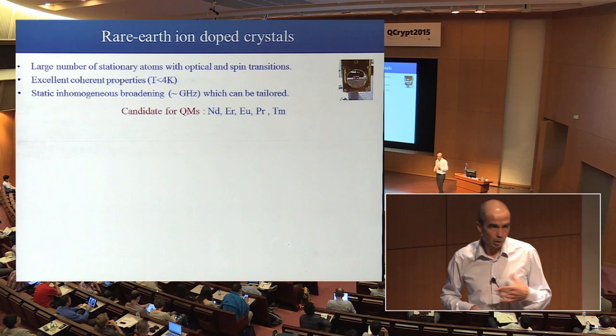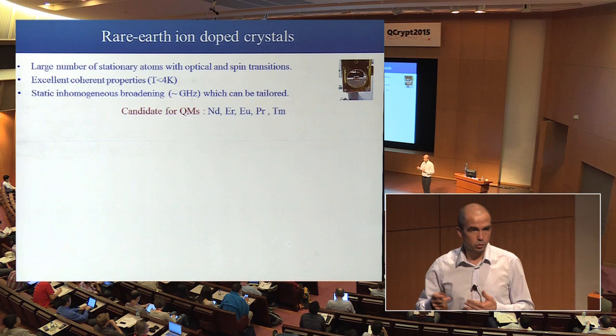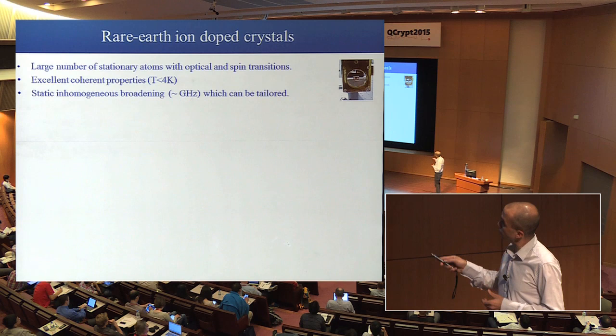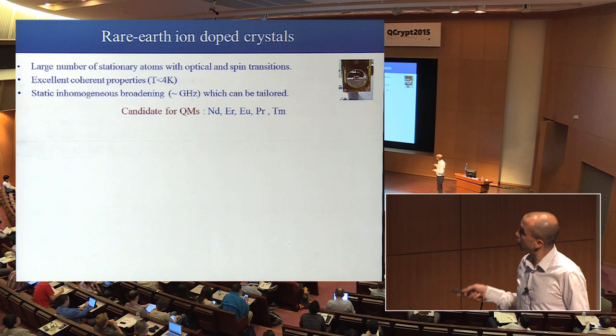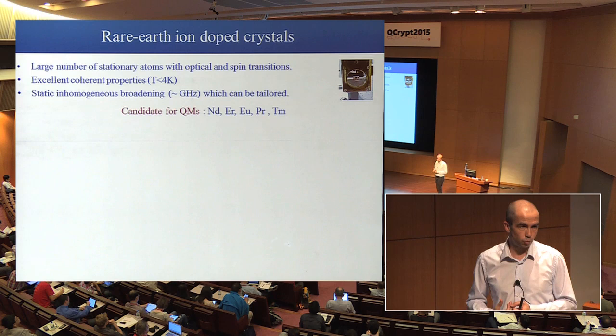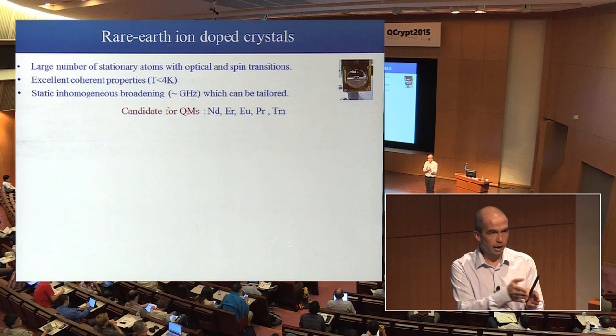We are talking about optical coherence between a few hundred microseconds and 1 millisecond, or even more, and spin coherence times that can reach some seconds, minutes, and even hours. The nice point is that they have what we call a static inhomogeneous broadening. Inhomogeneous broadening means that each ion sees a slightly different environment in the crystal, and so it has a slightly different resonance frequency.